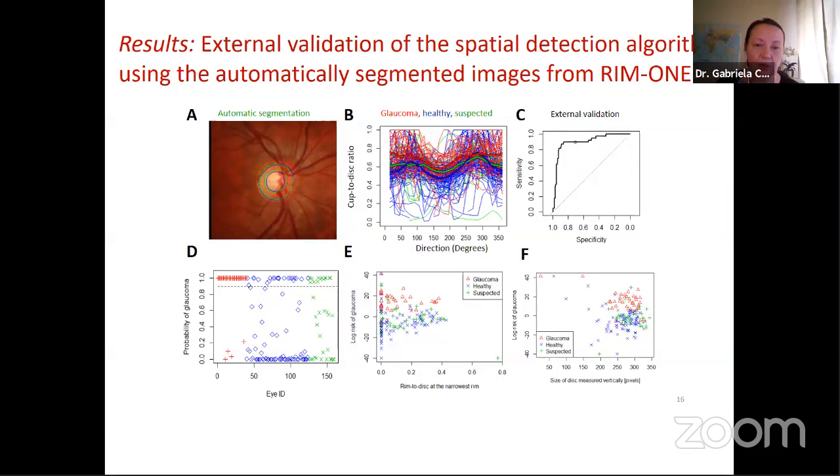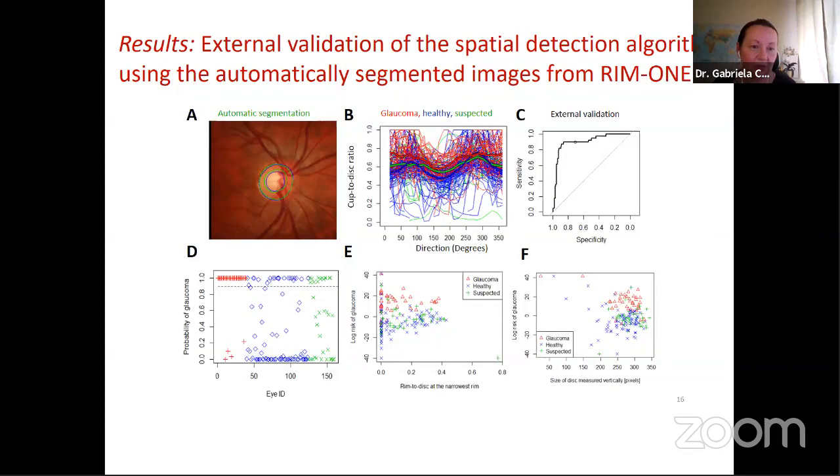And also when we then tested the algorithm on these patients from RIM-ONE, this curve is now worse than before. This is now only 91% area under the curve, which is still quite high and very promising, but it is smaller. And this is always expected, that the curve will get smaller as you are validating on an external data set.